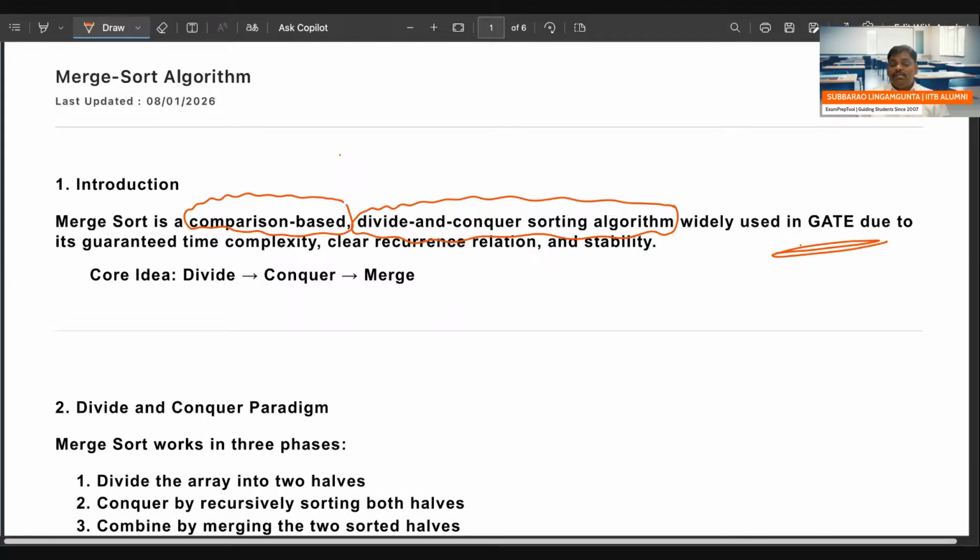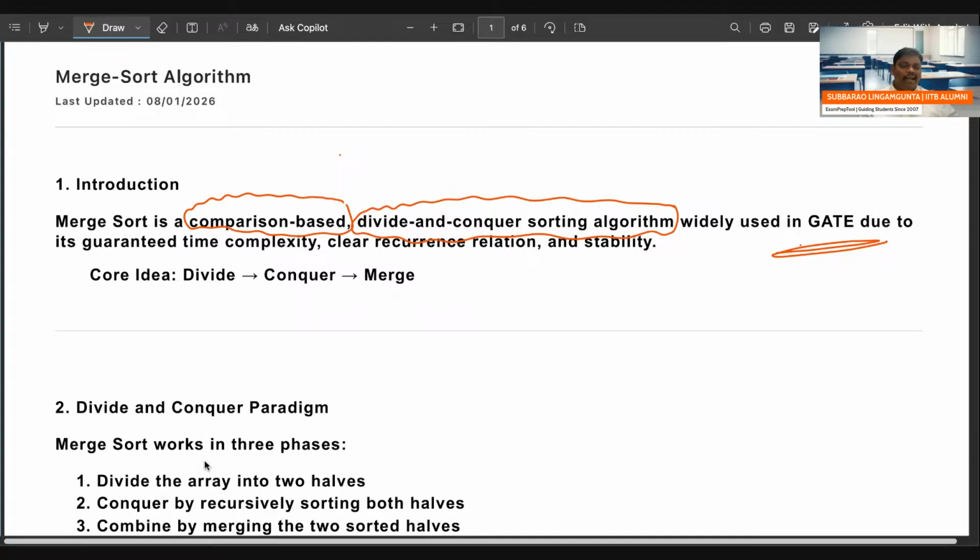Some people are asking, sir, what can I say about the merge sort algorithm? It is a comparison based sorting algorithm. First of all, what is sorting? Arranging the elements in ascending or descending order is called sorting. It is comparison based because you sort only by comparing elements. Sir, without comparing, how can I sort? There are some sorting algorithms that can sort without comparison also. Those are non-comparison based sorting algorithms.